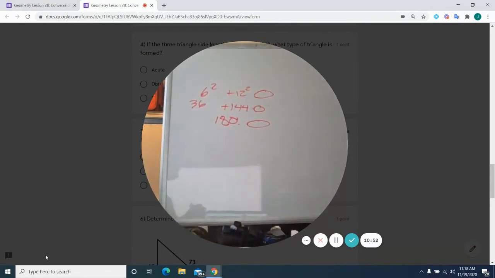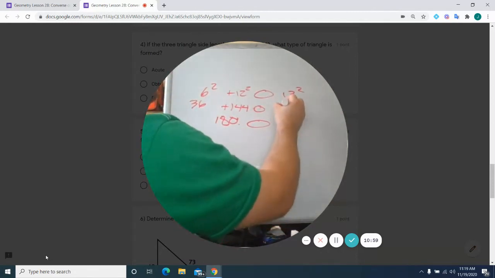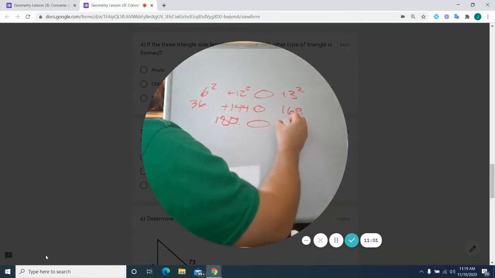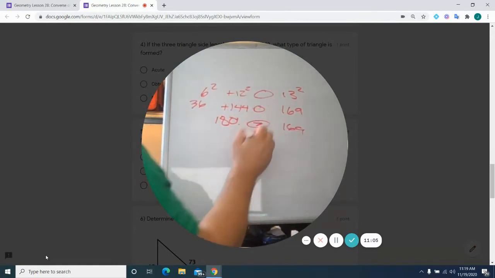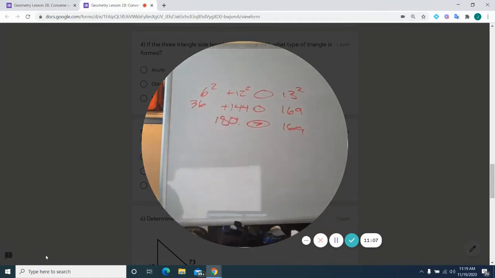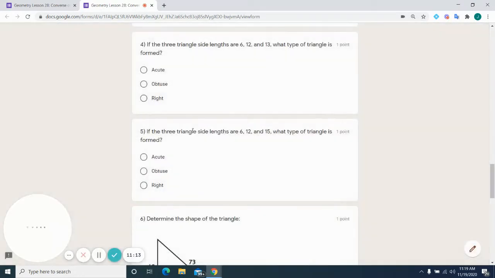And we're doing 6, 12, and we're doing 13. So over here we're going to have 13 squared, which is 169. What's bigger, 180 or 169? 180. So a squared and b squared are bigger. So if a squared and b squared are bigger, what kind of angle do we have? That's acute. So we just did 6, 12, and 13, and it's going to be acute.